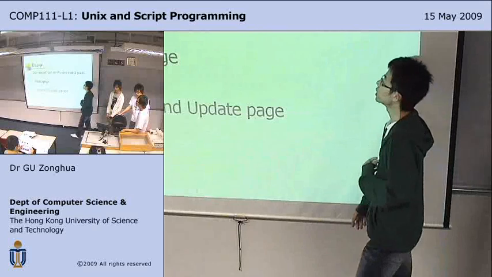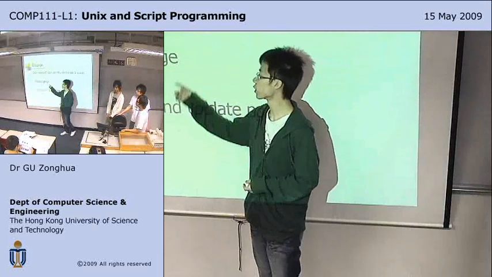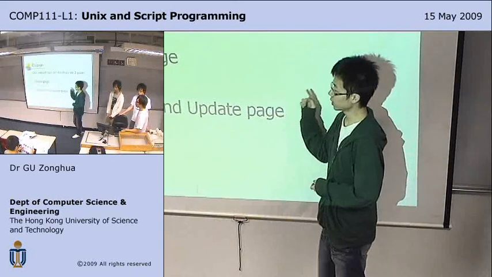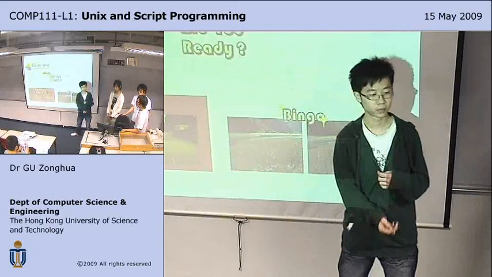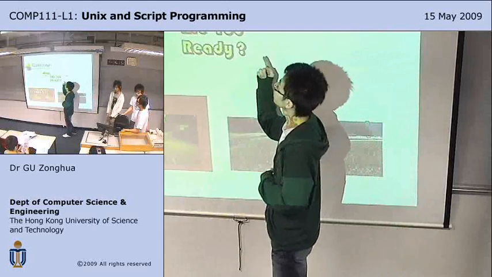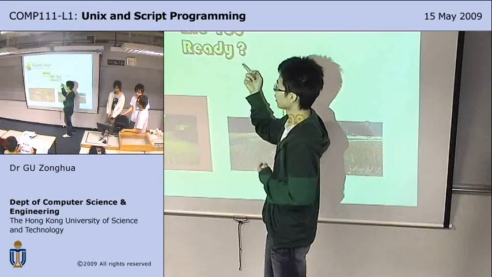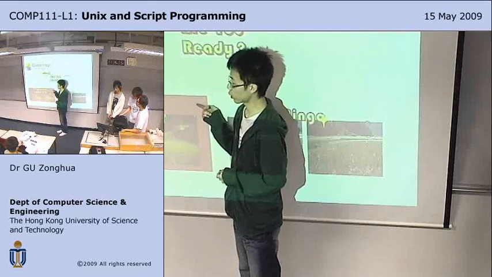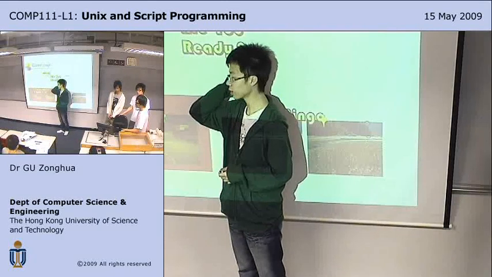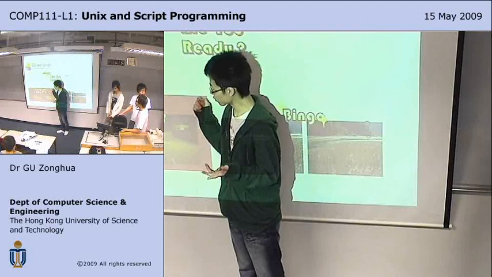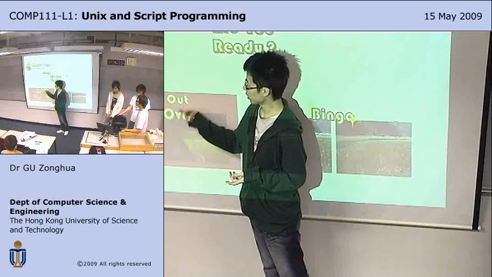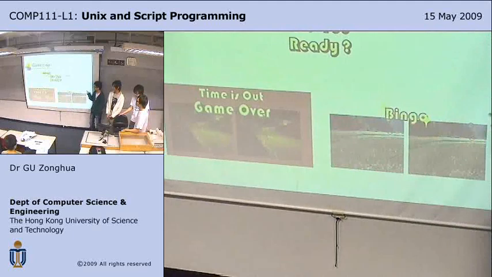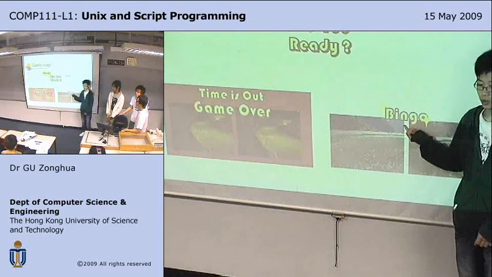And our project is divided into 2 parts. The first part is the game page that is shown before, and then is the upload and update page. Here is the starting page, and if the time is running out, the page will turn red, and it shows the time is out and game over. If you get the 5 answers, it will show bingo.